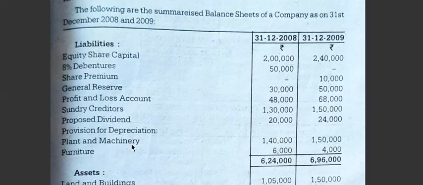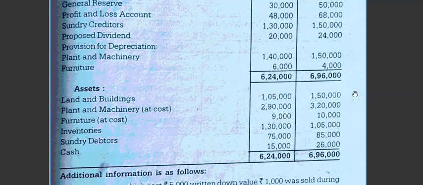Provision for depreciation, usually the difference will be transferred to the adjusted profit and loss account. If there is an adjustment, then open the account. Land and building are fixed assets and will go to the fund flow statement. Plant and machinery is a fixed asset and will go to the fund flow statement. Furniture is a fixed asset which will go to the fund flow statement.